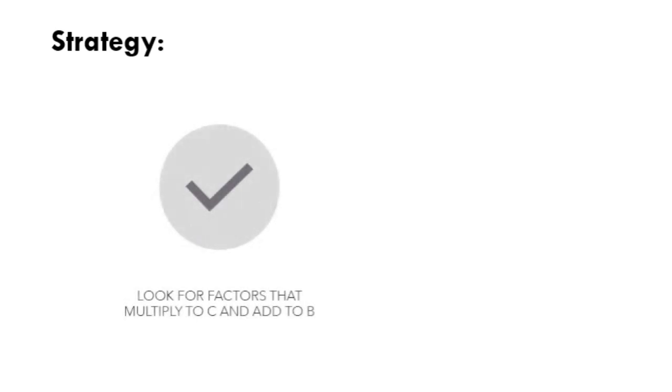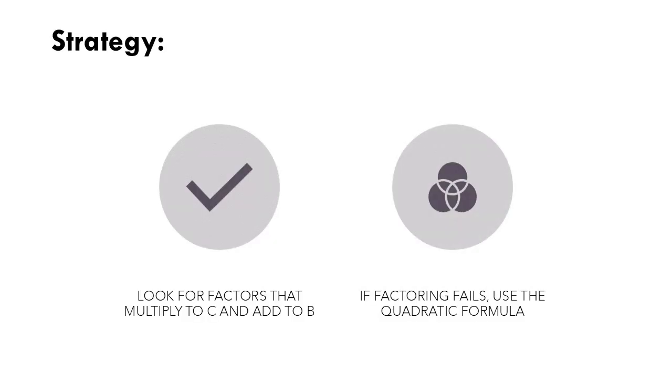1. Identify a, b, and c. The quadratic equation is written in the form ax squared plus bx plus c equals 0. a is the coefficient in front of x squared. b is the coefficient in front of x. c is the constant, the number with no variable. 2. Find two numbers that multiply to c and add to b. Look for two numbers that multiply to c and add to b. Once you find them, rewrite the middle term, bx, as the sum of these two numbers.